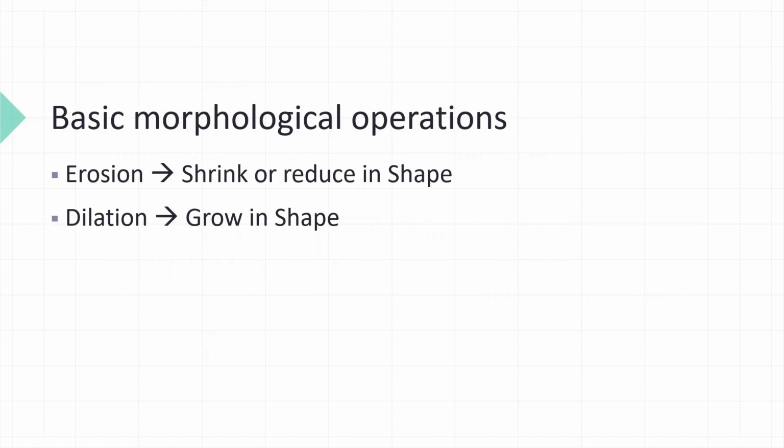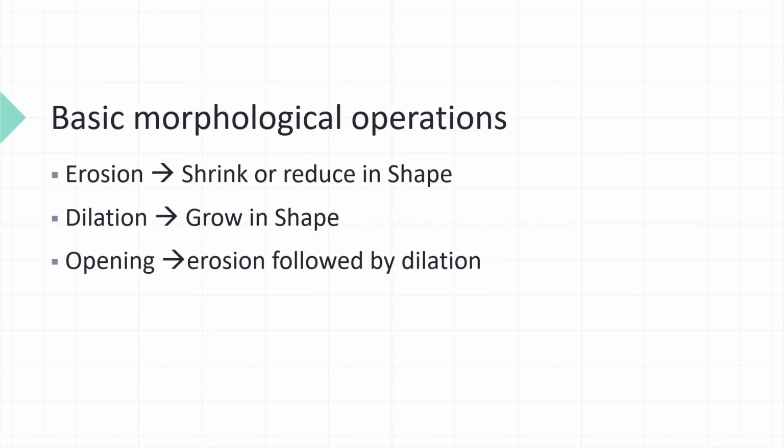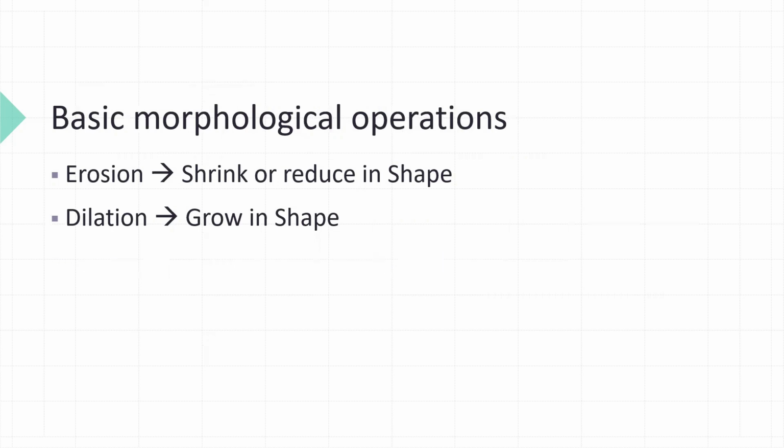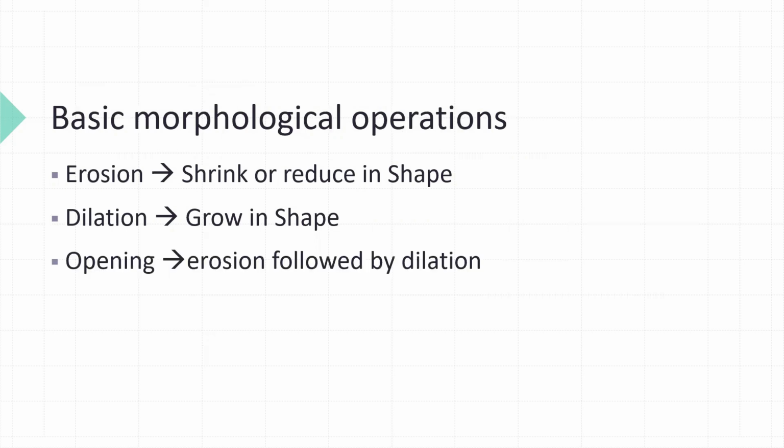Next one, dilation. It is simple, it is growth in shape. Any of the objects or regions in an image are meant to be grown in shape. That is called the dilation operation. Next, we come across two operations which are combinations of erosion and dilation. The very first one is opening, which is the combination of erosion followed by dilation.